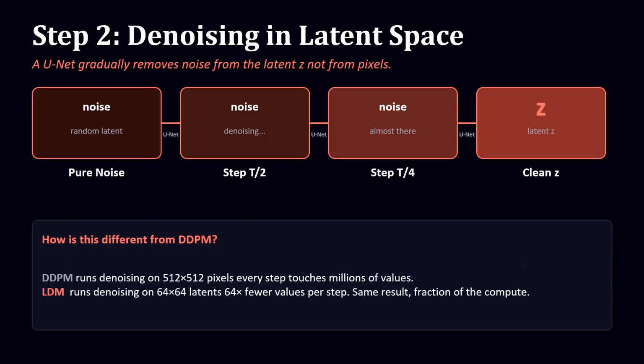The UNet starts from pure noise and removes it step by step until you get a clean latent. And compared to DDPM, instead of touching millions of pixel values every step, it's only working on 64 by 64 latents, 64 times fewer values, for the same result.